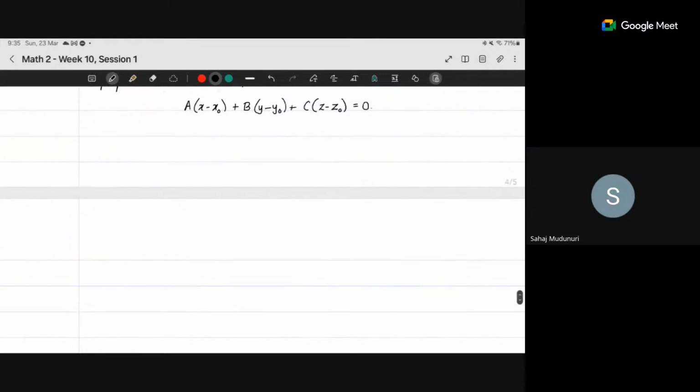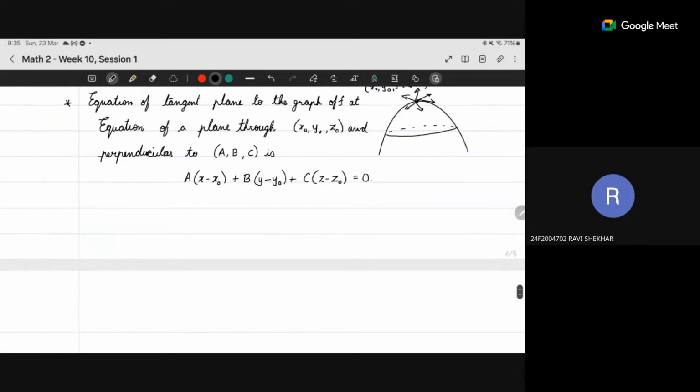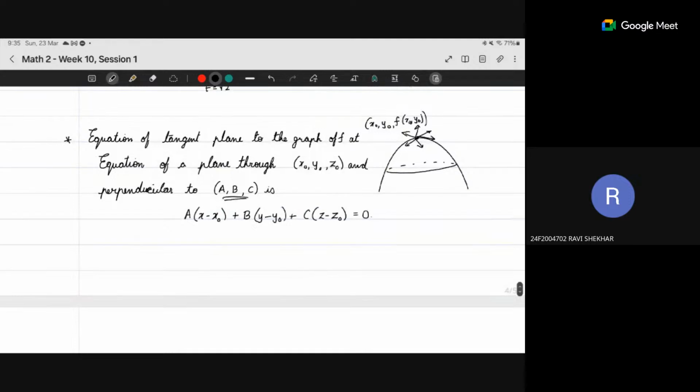Any normal vector will do. So what are this capital A, capital B, and capital C? They come from the perpendicular. A comma B comma C is perpendicular to the plane. X naught, y naught, z naught is a point that passes through the plane. This is the equation of the plane, where the vector ABC is a vector perpendicular to the plane.